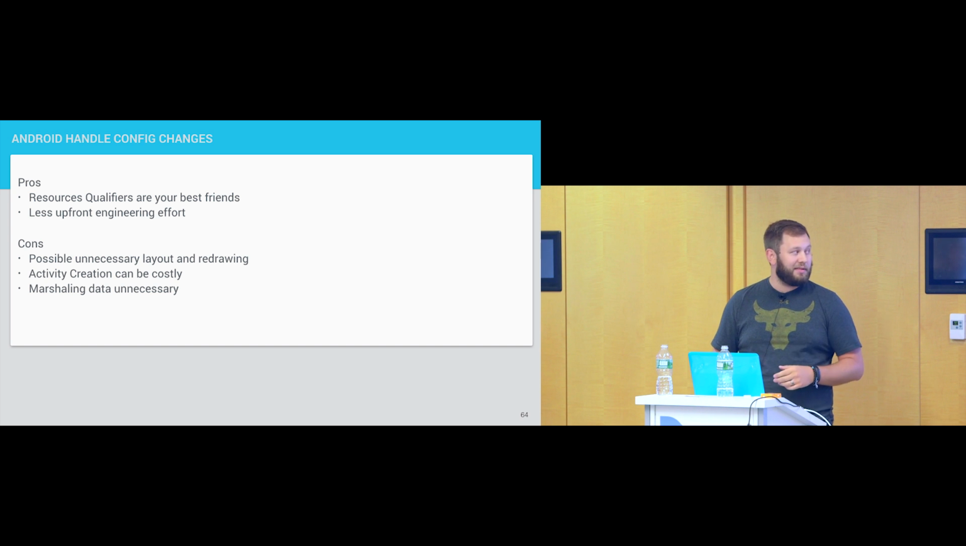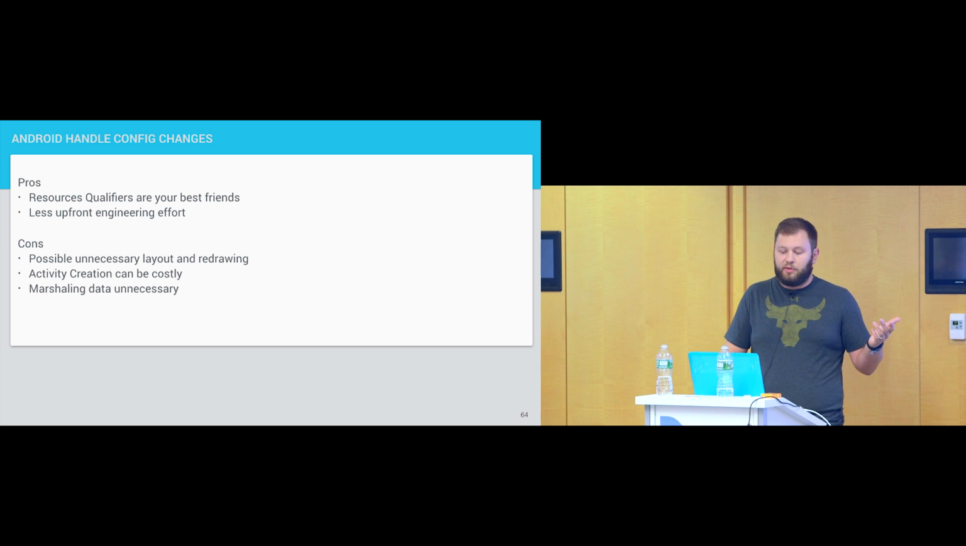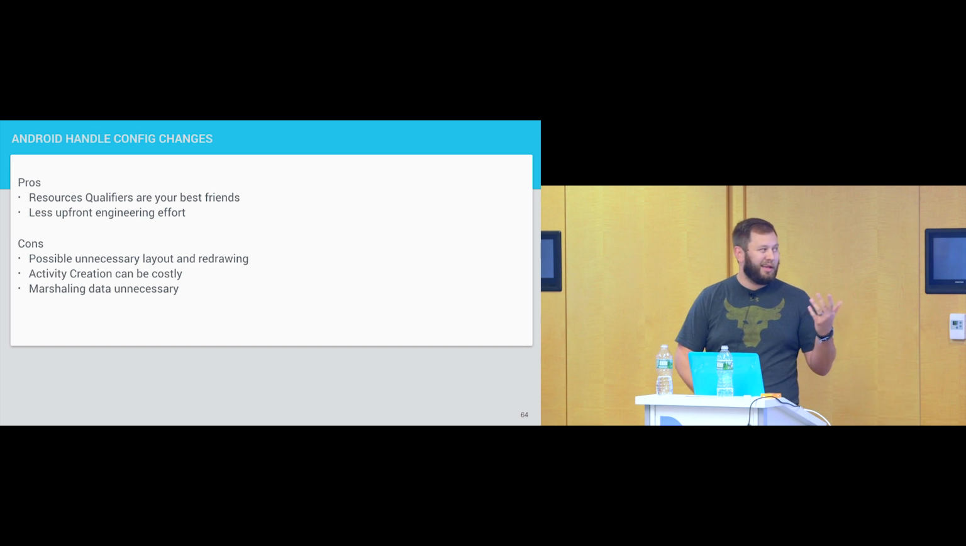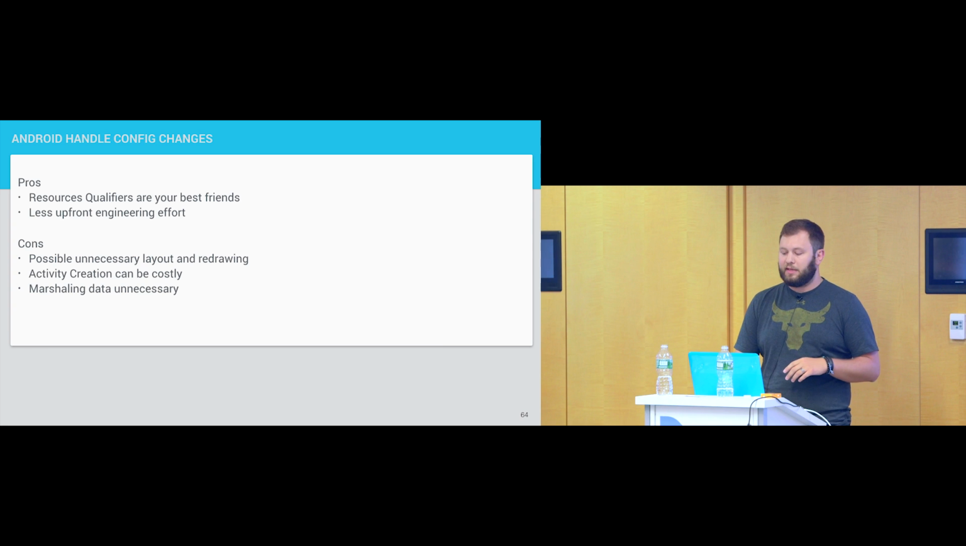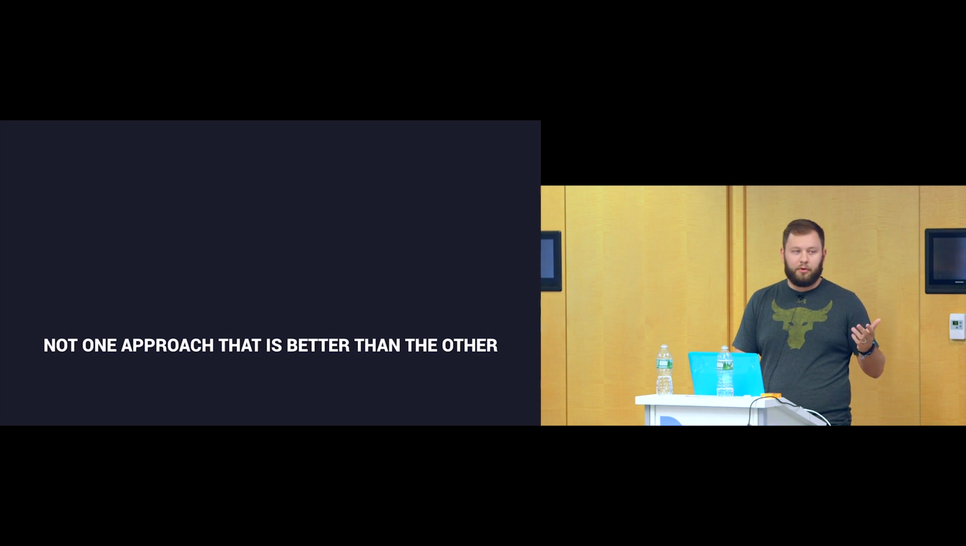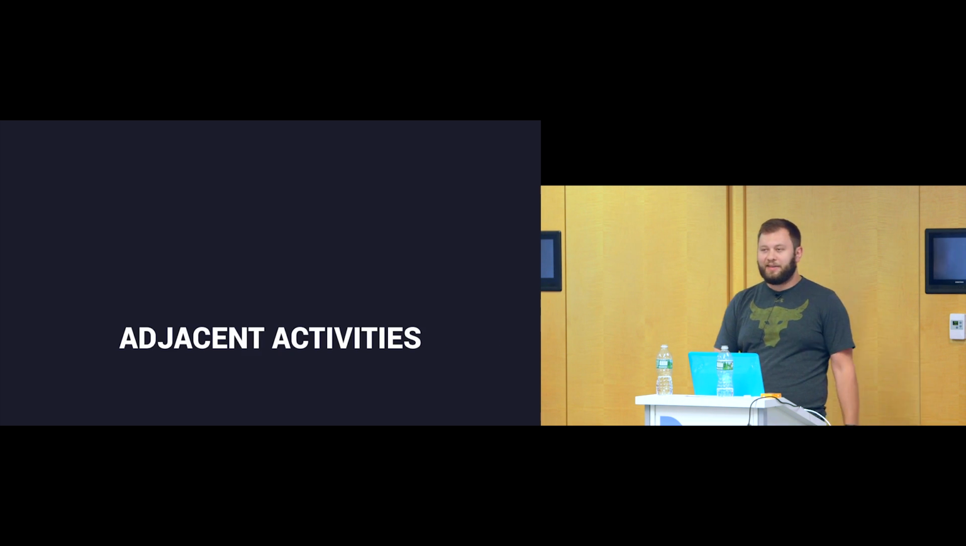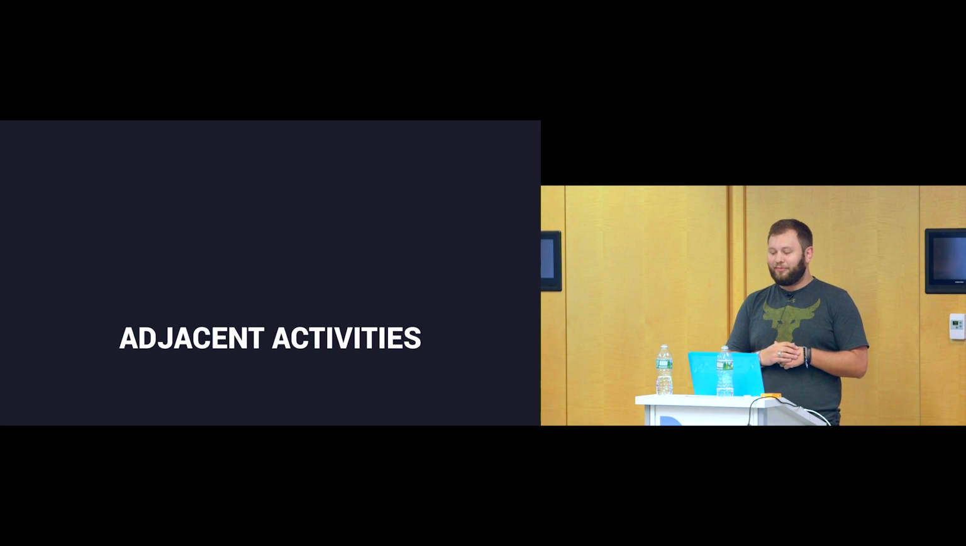But yeah, that's basically the long and the short of it: between layout inflation and marshaling your data, if you allow Android to handle that, it can be really resource intensive. I'm not saying that one approach is better than the other. To be honest, I've mulled this over for a while. I think a hybrid approach could be best, but we'll talk a little bit more about what that looks like. And then one of the last really coolest features, and I still haven't found a really amazing reason for someone to do this, is adjacent activities.